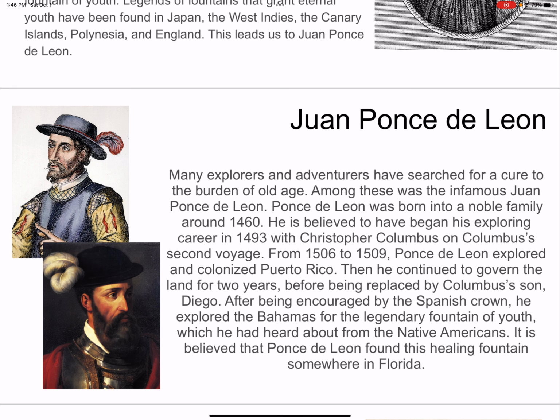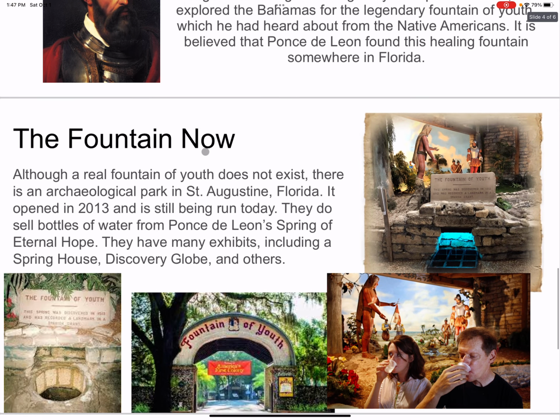Then you might have a slide like this, for example, that gets into the actual detail of Juan Ponce de Leon. Please be sure to include some photos of what history believed that he looked like, and if there is any fact of what his appearance was, please be sure to add that. Then you might have another slide here.